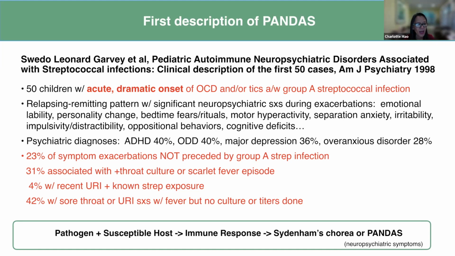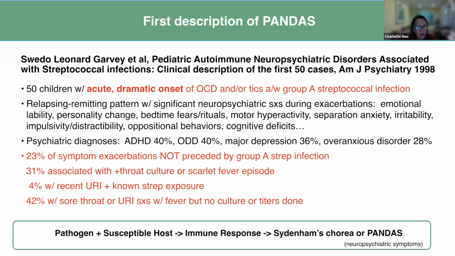What I want to point out, highlighted in red, is that a significant proportion, 23%, of the subsequent symptom exacerbations in these children were not preceded by group A strep infection. And 31%, so not quite a third of their cohort, did have a documented recent strep infection with symptom exacerbations. But the remaining 46% were considered only possible strep.